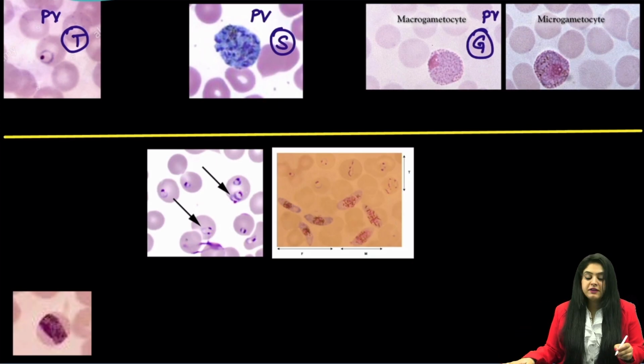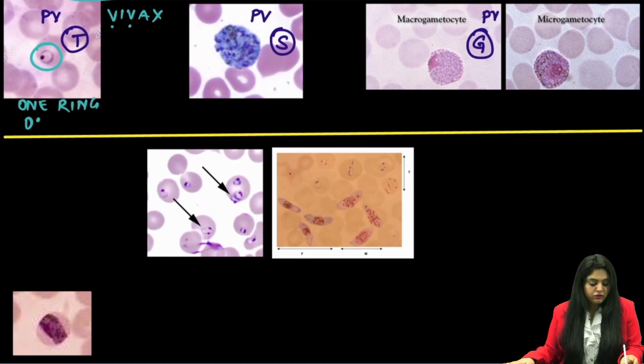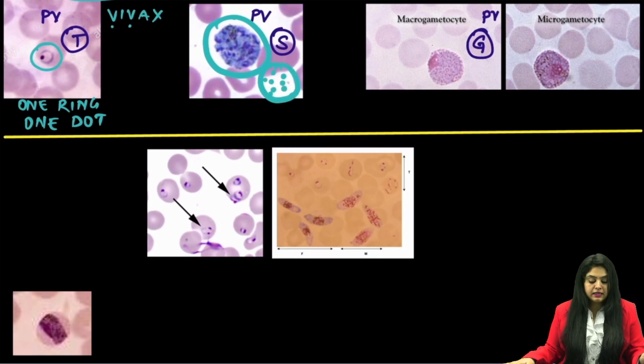How do I identify the trophozoite of vivax? See, everything is looking 1-1. Vivax, the way you write vivax, it is 1-1. 1-1 means there is going to be one ring and there is going to be one dot. One ring and one dot is seen in Vivax. Coming to the schizont, it is easiest to identify because it has a lot of dot dot dot merozoites. Its photo is very unlikely to come.